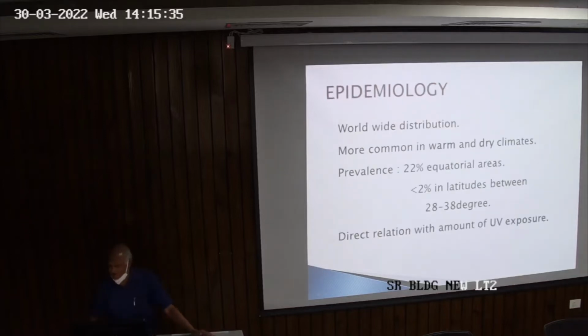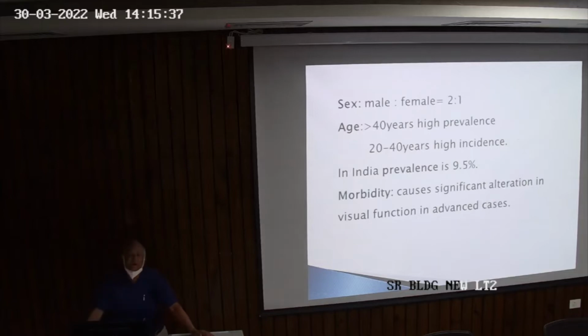Epidemiology: it is more in dry and dusty areas, because UV rays and sunlight are more in dry areas in the hot season. There are many districts, especially in Rajasthan, like Barmer, Jaisalmer, Dholpur, that are hotter areas with more sun rays. So UV rays will be more, causing the degeneration.